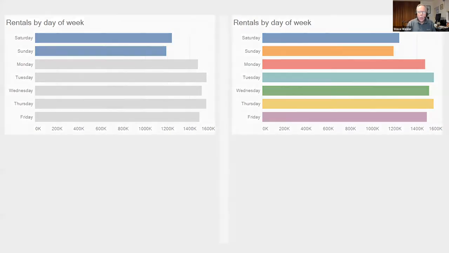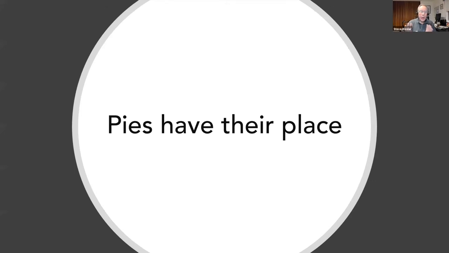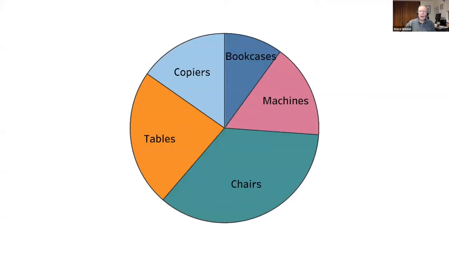All right, I'll do one more, which is pie charts are great and donut charts are even better. By the way, pies do have their place. They're much derided. There's a great white paper from Stephen Few in 2006 called Pies Are Best for Dessert, but I'll explain where and how you can use them and where they just fumble terribly.